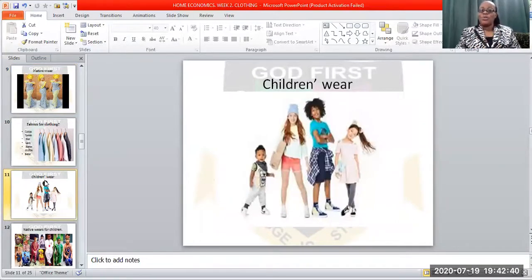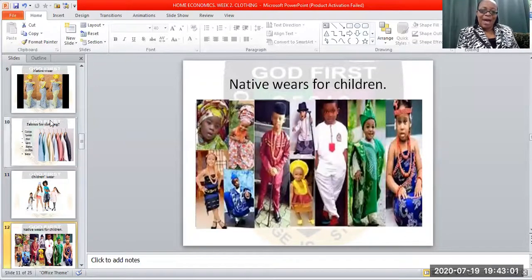Now, let's look at children. We know that children wear clothes, don't we? We children wear beautiful clothes. And the catalog is not limited to what you're seeing on the slide. Are we together? We must know that children also enjoy wearing clothes. Yes, we have children also in natives.